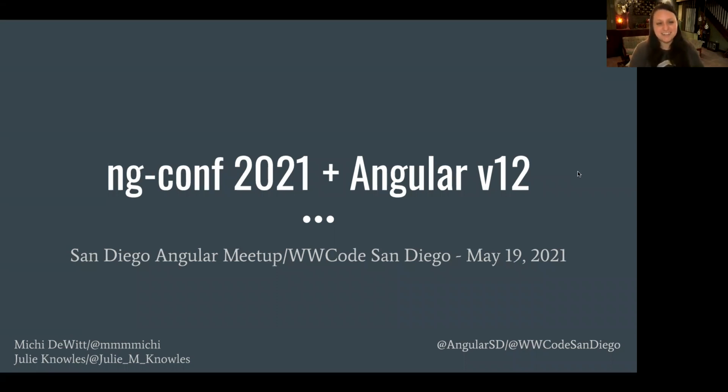Tonight, Julie and I are going to be talking about Ngconf 2021 and Angular version 12. Every year after Ngconf, Julie and I like to do a wrap up to give everyone information from the conference that we learned and provide links to the talks once they're available. We also like to do talks that focus on all the new features of every major Angular version release. This month, both happen to coincide on the same meetup. So there's gonna be a lot of information today that we're gonna give you.